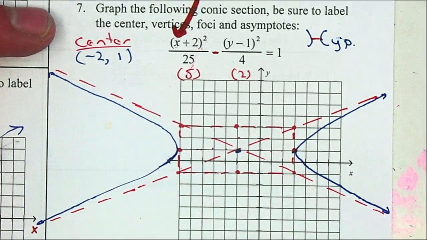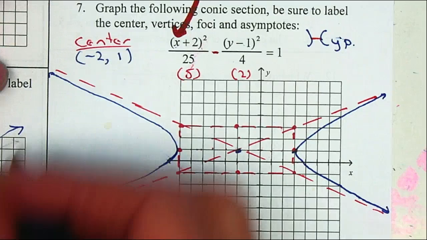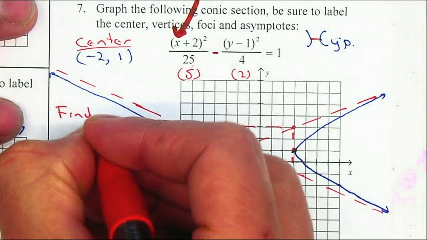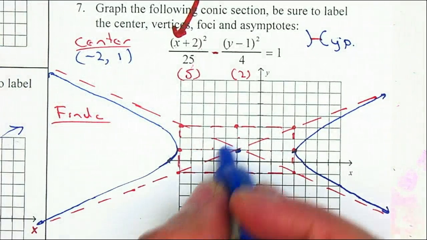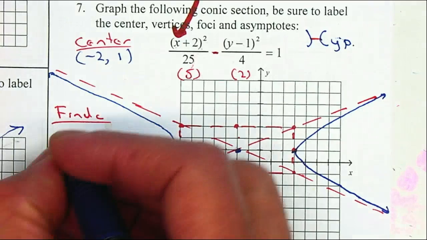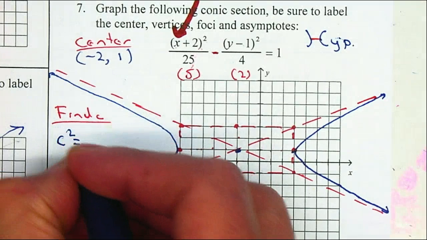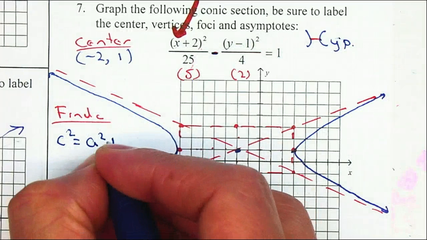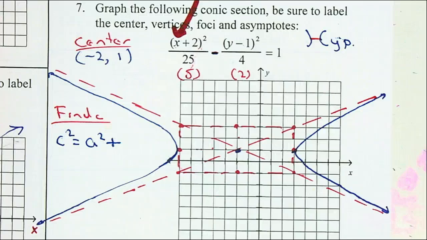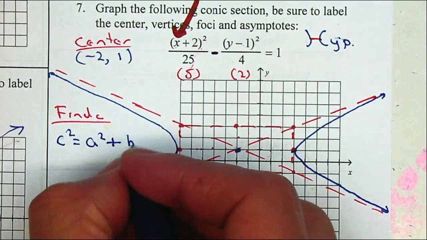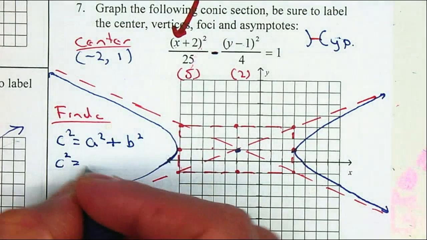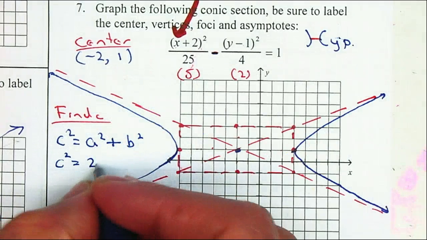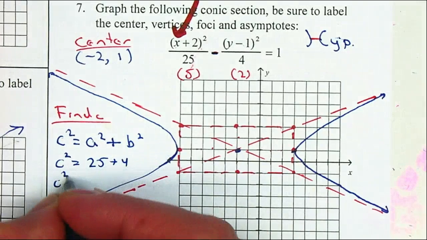Now I need to find my focus. To find the focus, I need to find the value of C, because C will be the distance from your center to your focus. We have the equation C squared is equal to A squared. This is a negative, so therefore my equation will have a plus for the focus. I have B squared. So C squared is equal to 25 plus 4. So C squared is equal to 29.